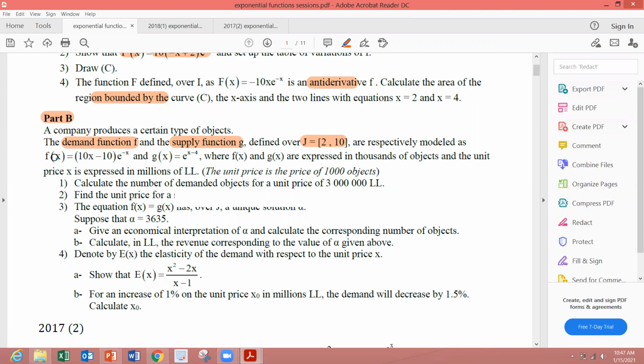Fx is the given Fx above; this Fx is the demand and Gx is the supply. We said you have to pay attention to the units, as you know. Fx and Gx are in thousands of objects, and x is the price in millions of Lebanese lira.